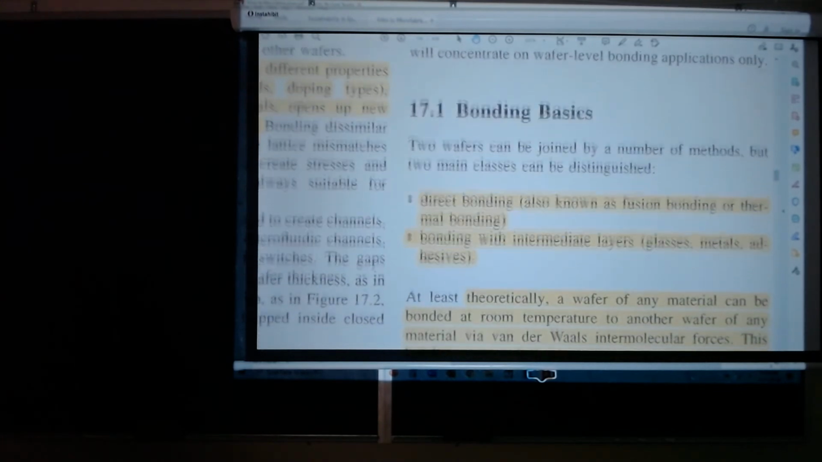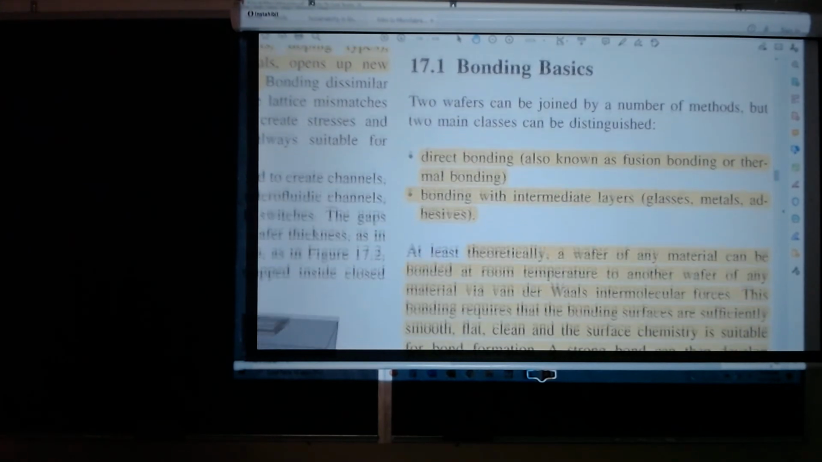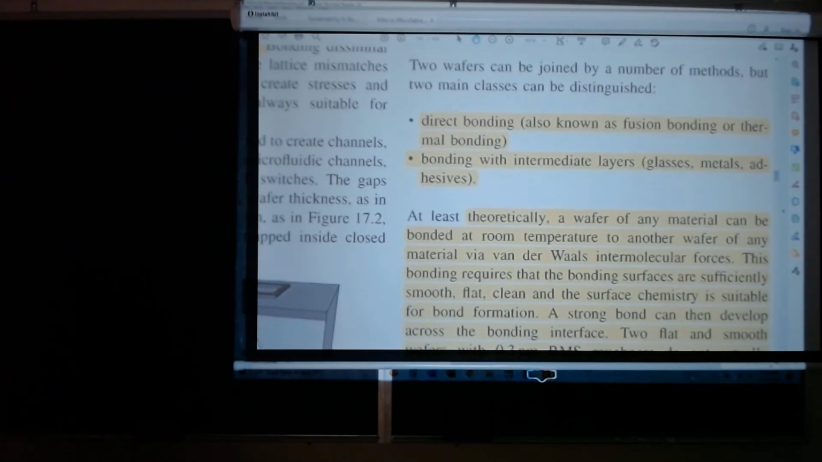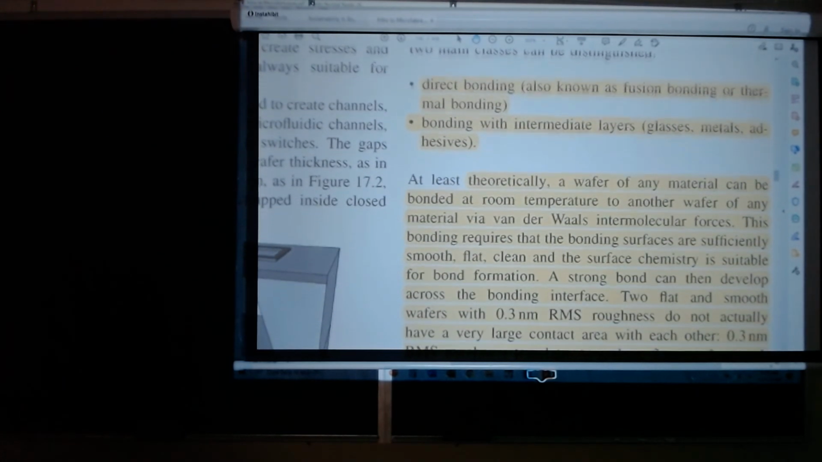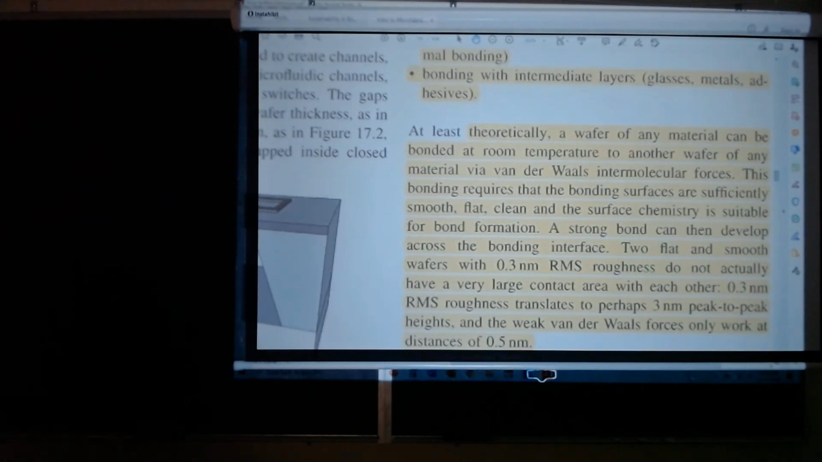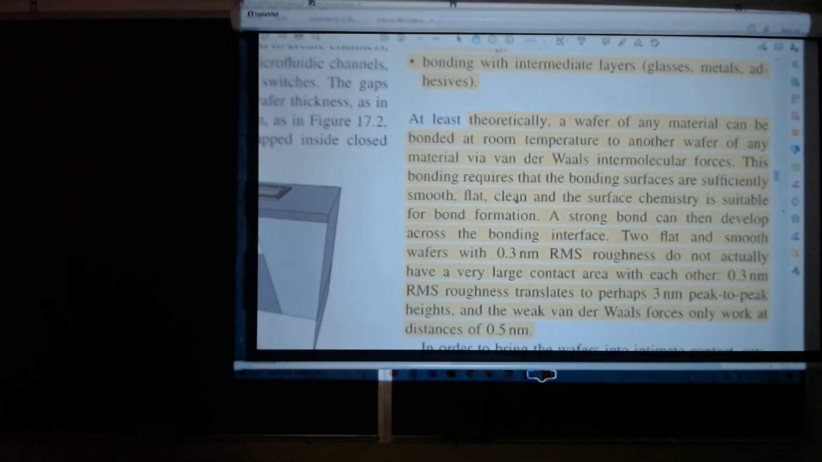Now, if we talk about direct bonding, usually it's by what's called van der Waals forces, as stated here. And if you are going to attempt to bond together two different wafers directly, the thing you have to be aware of is that if they have even the slightest roughness, here he says 0.3 nanometers, and 0.3 nanometers is basically on the order of an atomic roughness.